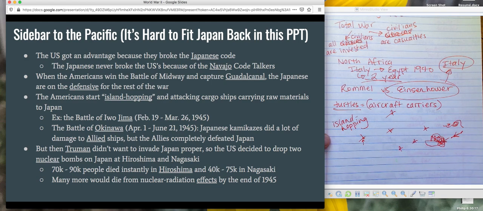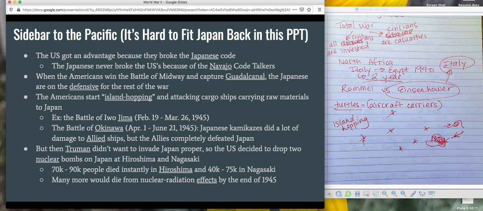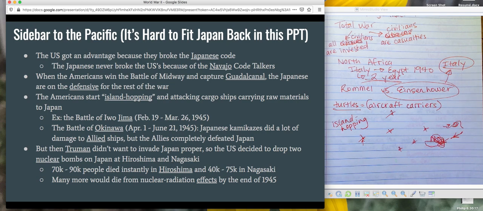This was a really horrific, gnarly process, and a lot of times these pilots were very young men who were kind of starry-eyed, wanted to join the military, wanted to fly a plane, and then this was the kind of stuff that they were being asked to do. So the Battle of Okinawa, the Japanese kamikazes do a lot of damage to the Allied ships, but the Allies eventually defeat Japan. And then Truman eventually decides that he does not want to invade Japan proper.